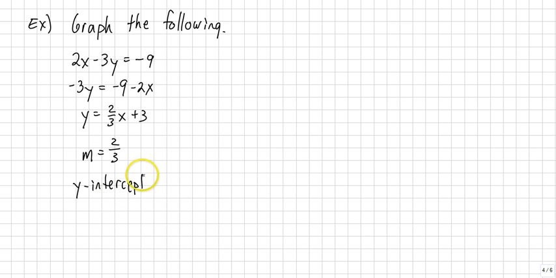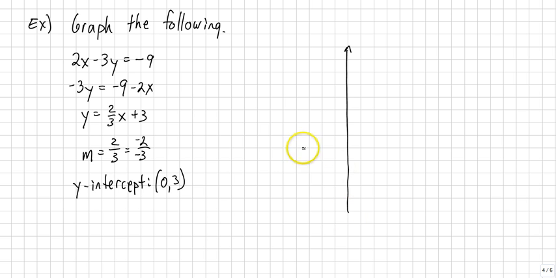So our y-intercept is 0, 3. Now with those two pieces of information, we can graph this line. One of the things I want to remind you is 2/3 is the same thing as negative 2 over negative 3. Negative divided by a negative is a positive, and you'll see why that's handy here in a second.